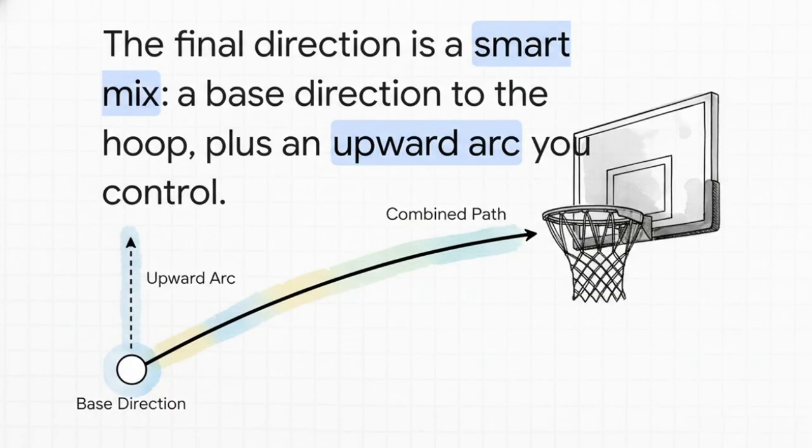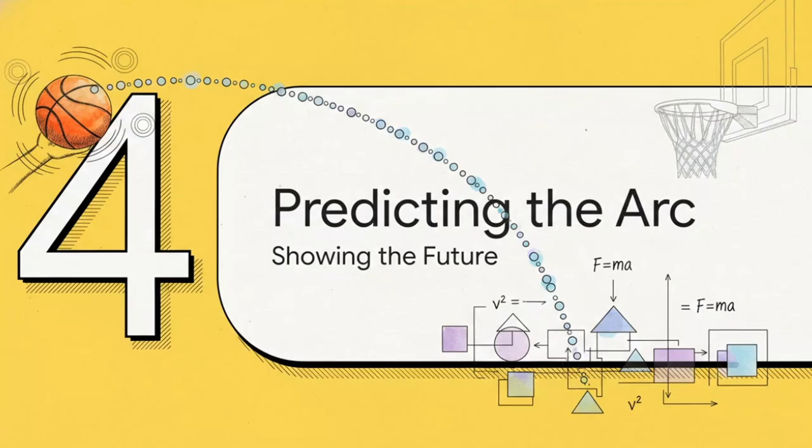But here's the clever bit. The direction isn't just your swipe. The code is smart enough to first calculate a base direction pointing straight for the hoop. Then, it blends in that upward boost that you gave it with your swipe. This gives us the best of both worlds, a reliable aim toward the target mixed with your skill in setting the arc.